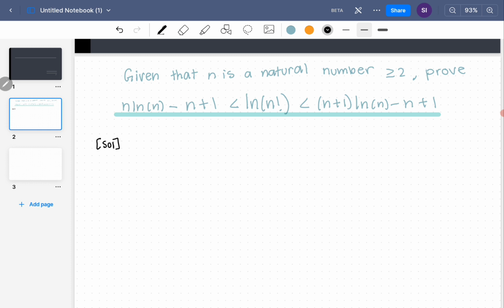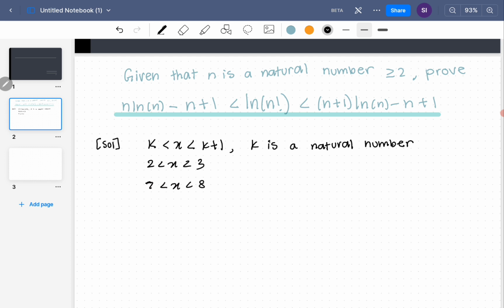Let's start by taking k is less than x is less than k plus 1, where k is a natural number. So that's basically saying, well, maybe 2 is less than x is less than 3. Maybe 7 is less than x is less than 8, stuff like that. And why did we take this, you might ask? Well, it's actually the main foundation which we're going to put our natural logs. And we're also going to add a little bit of summation into this because, well, you'll see in a bit.